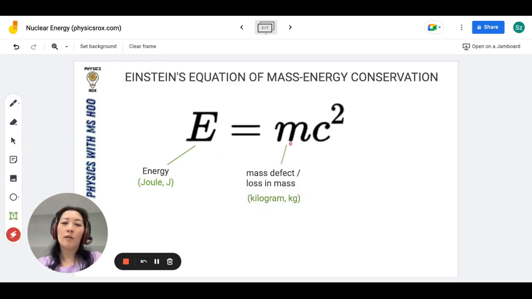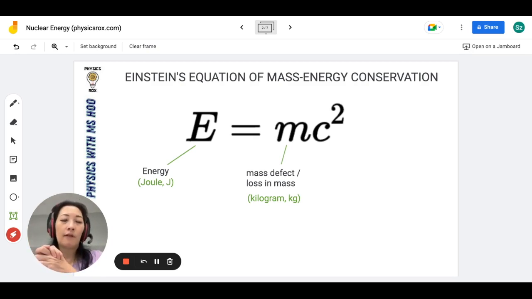Now, if you're wondering what is mass defect, what you should be aware of is that every time a nuclear reaction happens, it could be a radioactive decay process, for example, alpha decay, beta decay, gamma decay, or it could be a nuclear fission reaction or a nuclear fusion reaction. Whatever the case is, before and after, the mass does not stay the same.